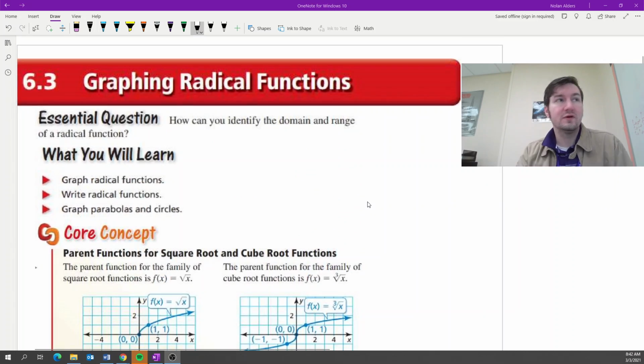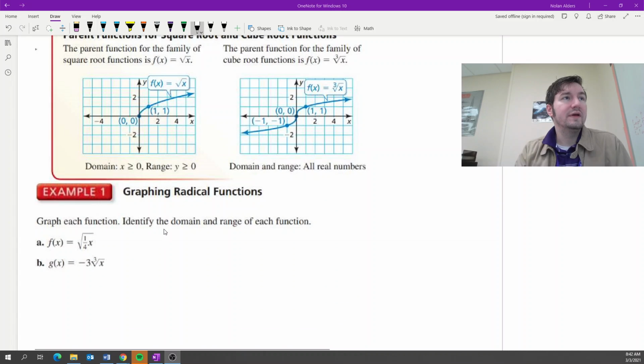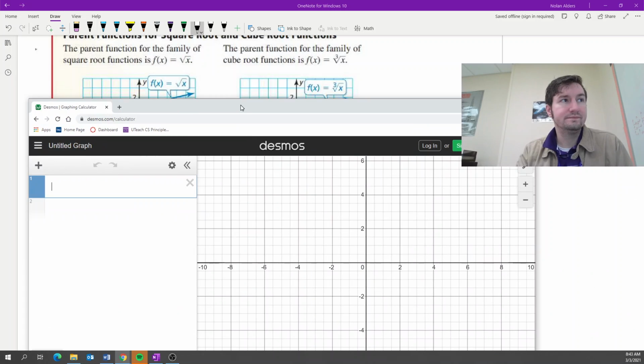In this video, we're going to be looking at graphing radical functions. So let's take a look at this. Down here we have two functions that we're going to graph using Desmos. You can use a TI-83 or a TI-84 to do this as well, but we're going to be using Desmos, so I think it's a little bit easier.